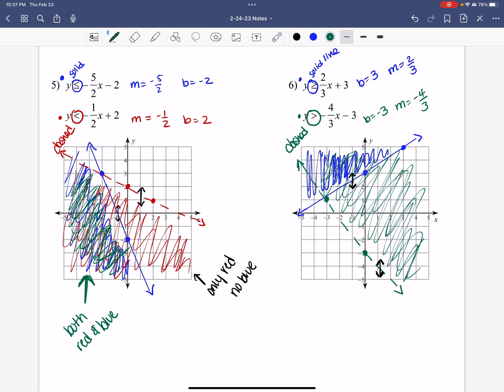Greater than. And remember, the solution set, and let me find another color, is where both colors are touching. Where both colors are touching is right here. So this is blue and green. So whenever you do it on Euphoria, that's going to be the one that you're going to shade, that little part right there. Okay.